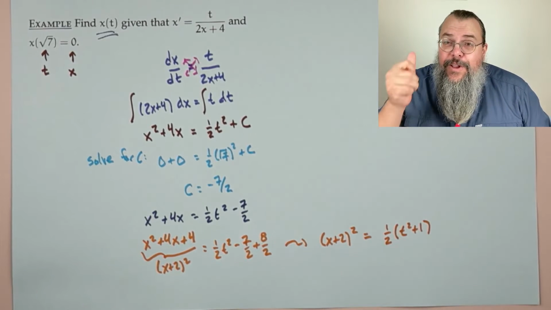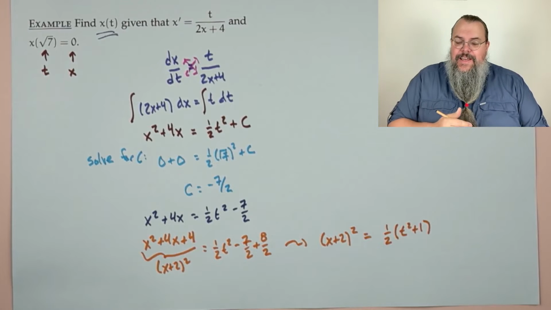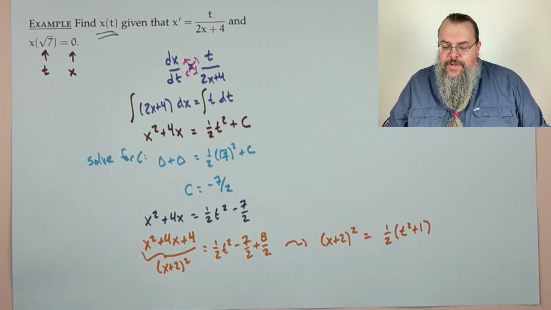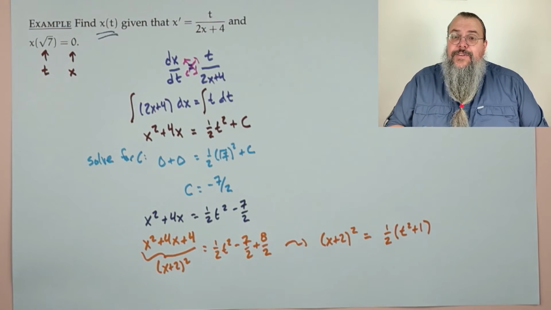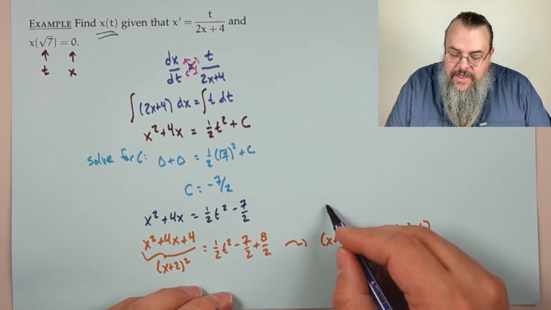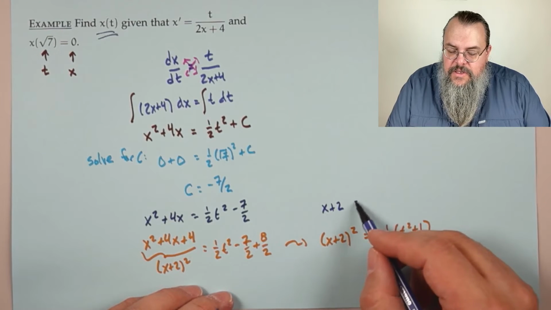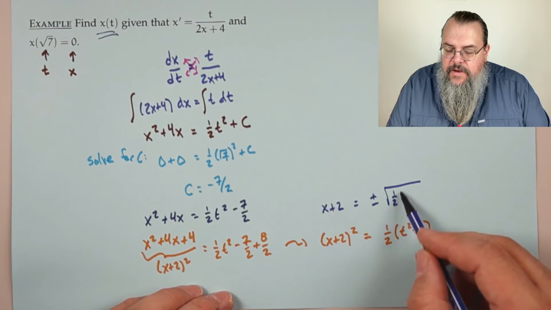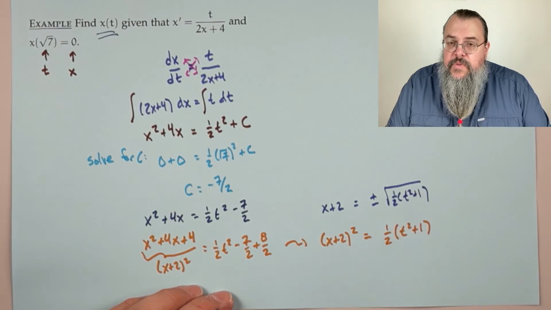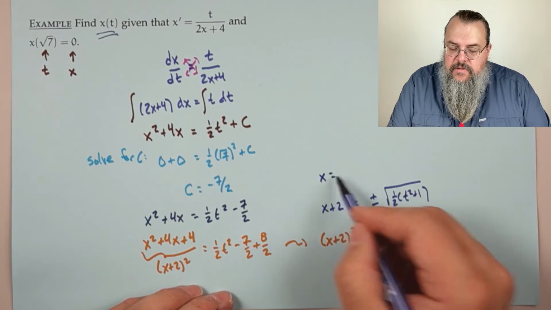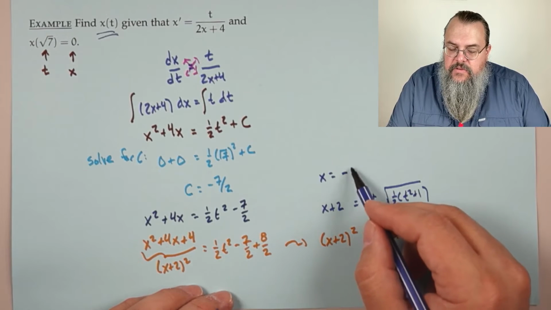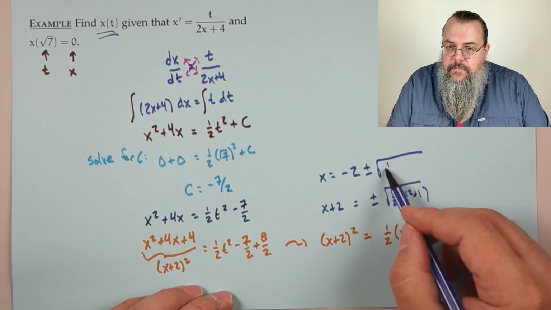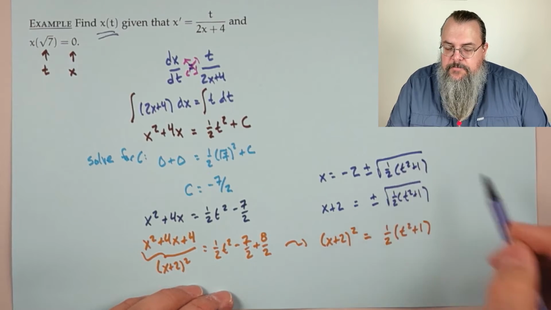Now, the good news is there's a single x. And so we just start pulling it out. Say, okay, how do we get rid of the square? Answer, square root. So x plus 2 is plus or minus the square root of 1/2 t squared plus 1. Or x is, subtracting, minus 2 plus or minus the square root of 1/2 t squared plus 1.